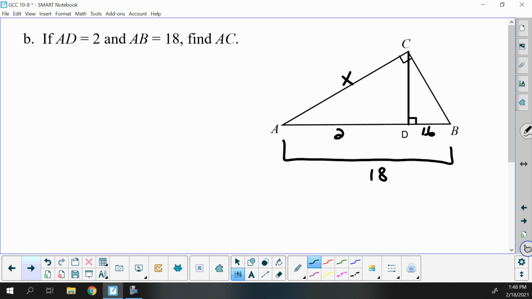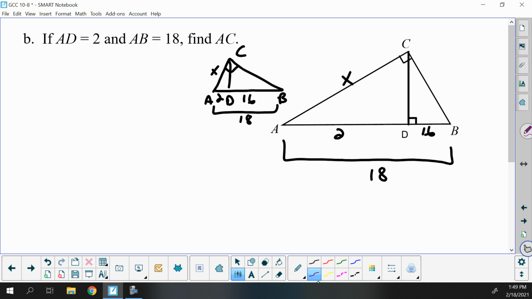So really a better scale drawing of it would be something like that, where that's A, D, B, and C. So that's x, that's 2, that's 16, and that's 18. Okay, so that would be a better to scale drawing, but whatever they tell you for the numbers, that's just what you would work with.